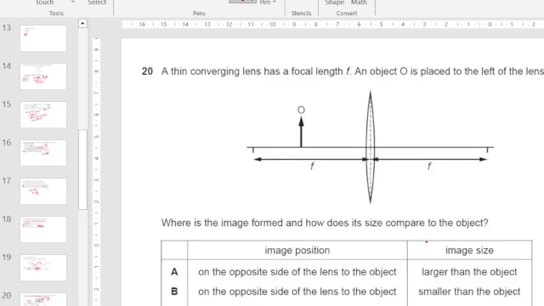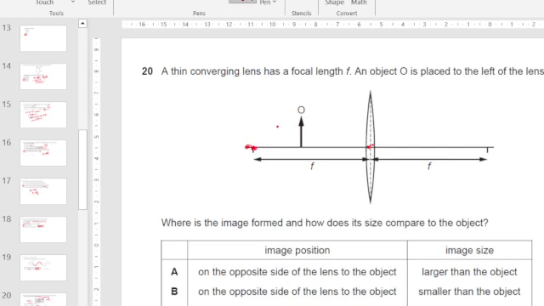And the 20th question, a thin converging lens has a focal length of f. An object O is placed to the left of the lens. What is the correct image formed and how does its image size compare to the object? The object is between the optical center and the focus, because clearly the diagram shows the object is between the center of the lens and the focus. This point is called the focus.